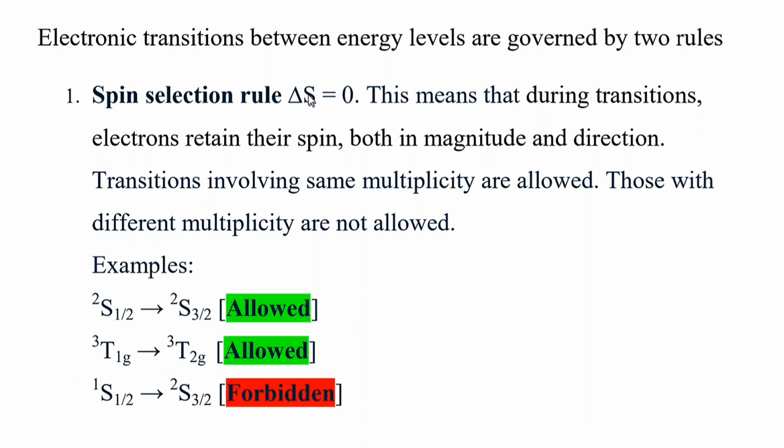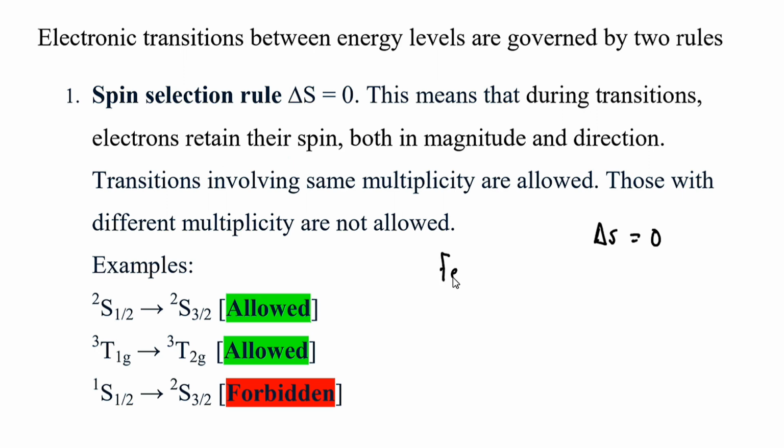Basically, electron transitions between energy levels are governed by two rules. The first rule is the spin selection rule, and the second is the Laporte rule. So let's look at the spin selection rule. The spin selection rule states that the change in spin must be zero, right? This means that during transition, electrons retain their spin.